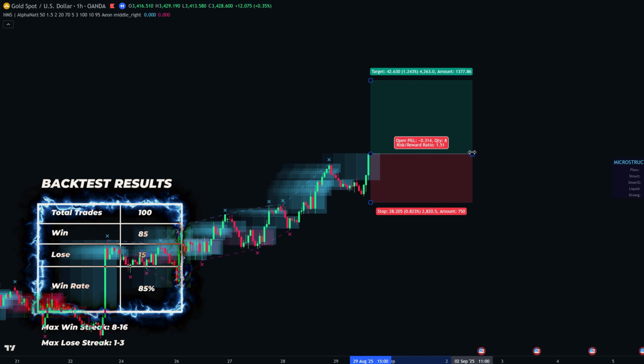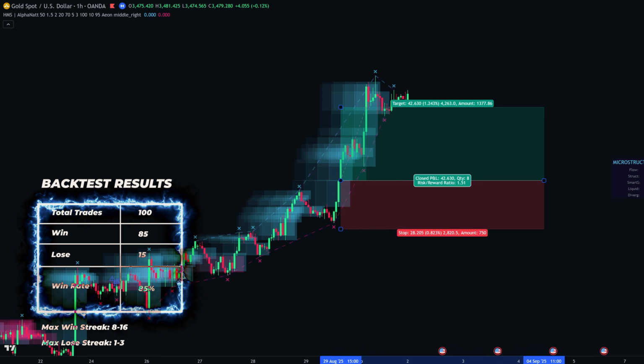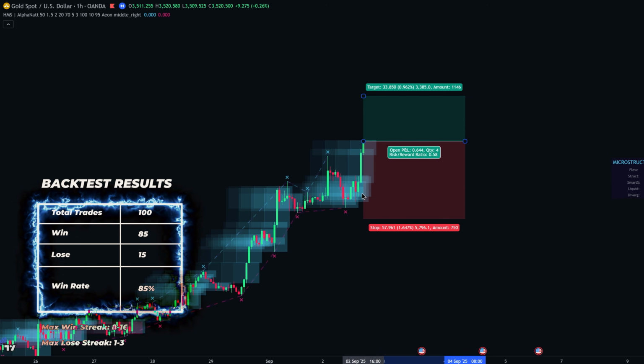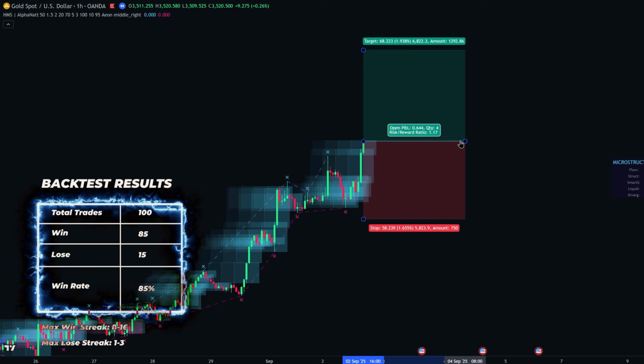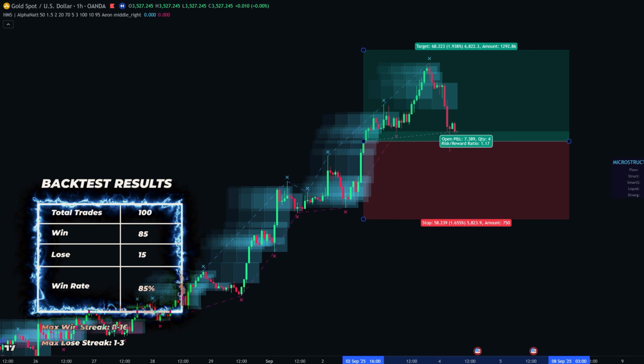Always manage your risk properly, respect your stop-loss levels, and follow your take-profit rules. And most importantly, backtest each setup on a demo account until you're fully comfortable with how the holographic zones and liquidity markers behave in live market conditions.